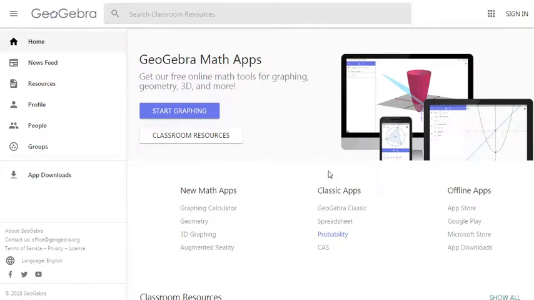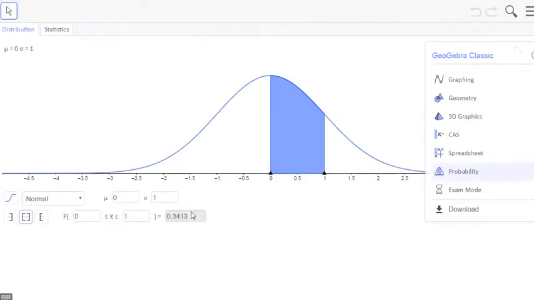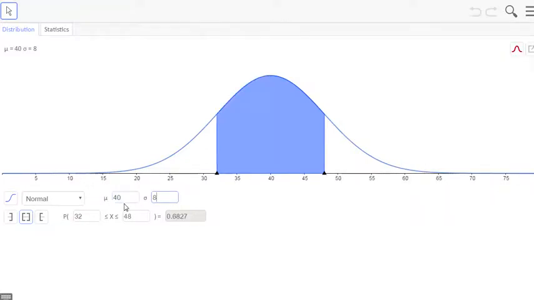So let's look at in GeoGebra with the normal model how to calculate cutoff points given an area. So we go to our same setup as before, and let's go back to our Portland rainfall where we have that mean of 40, standard deviation of 8, and where we had gone through plugging in values for x to calculate areas, now we're going to work in the opposite direction.